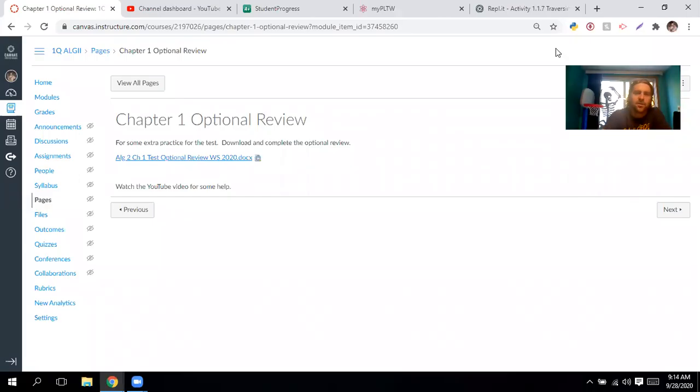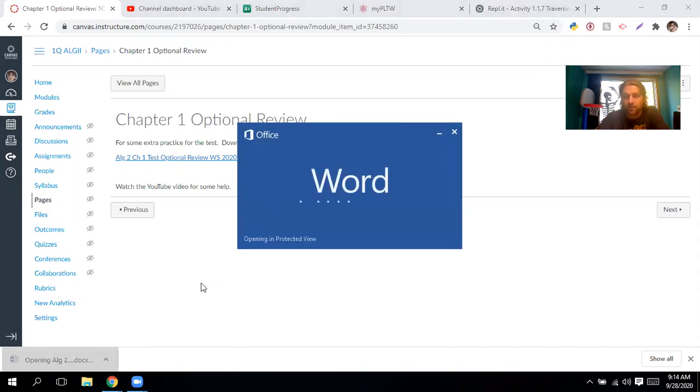So I'm going to walk you guys through the optional review. This is for Chapter 1 in Algebra 2. This is something you guys don't have to do for points, but it's just extra practice to get you ready for the test. So if you wanted to, you could download this optional worksheet for help, or it would be printed off for you.